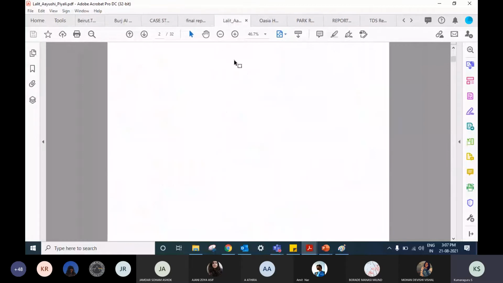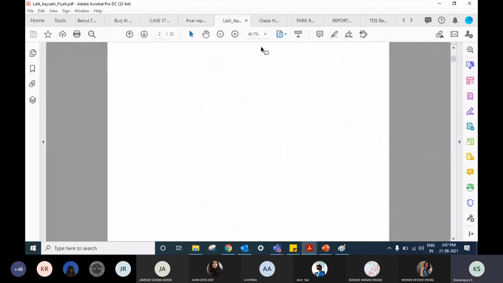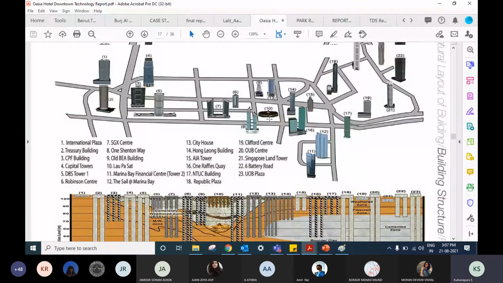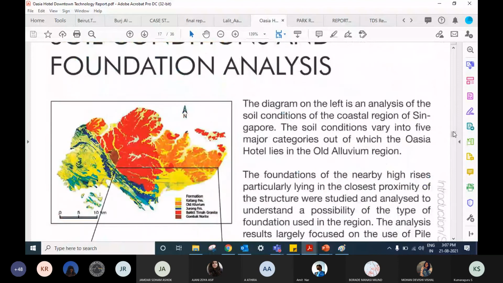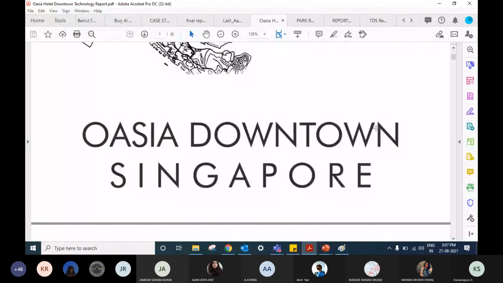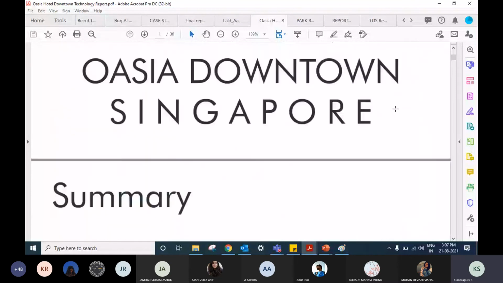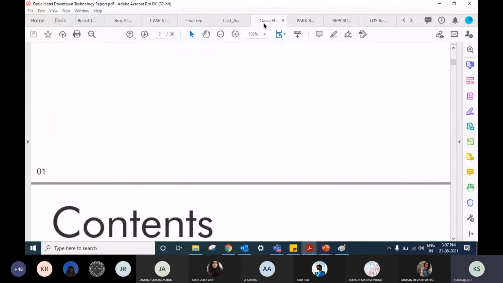Okay, here was an interesting case. Okay, this case study is on Pertama downtown, Singapore. Okay, which team has worked on this? There is no name here.